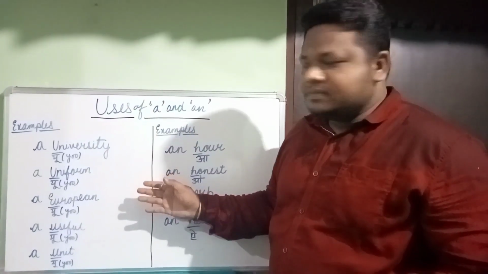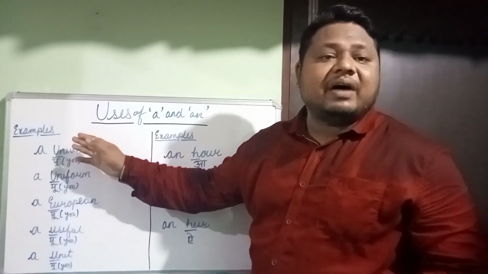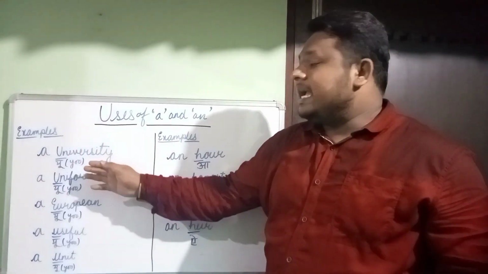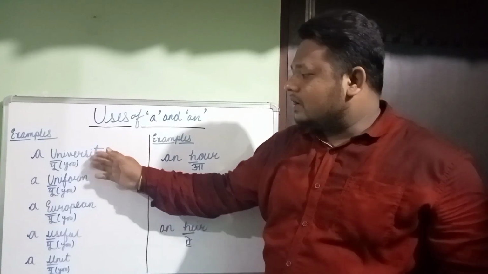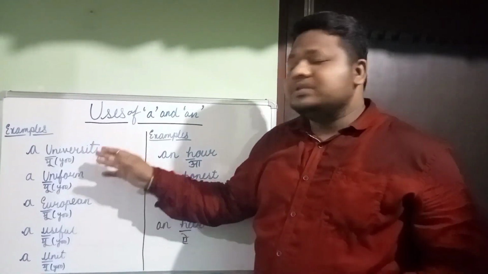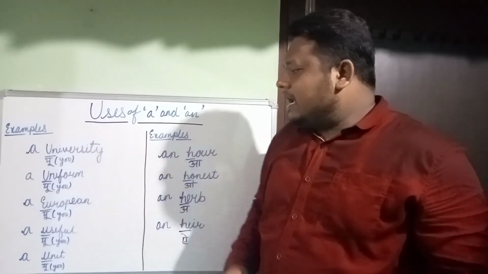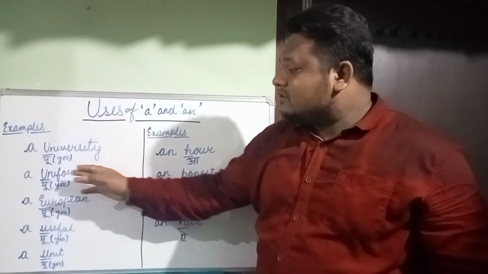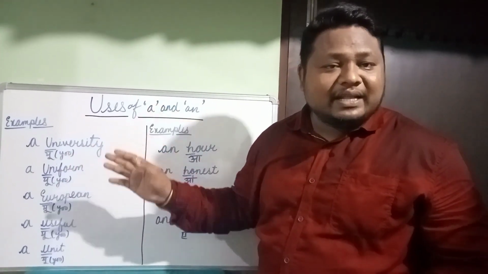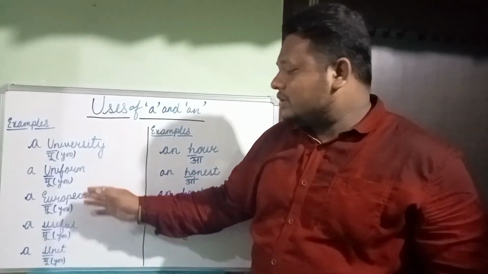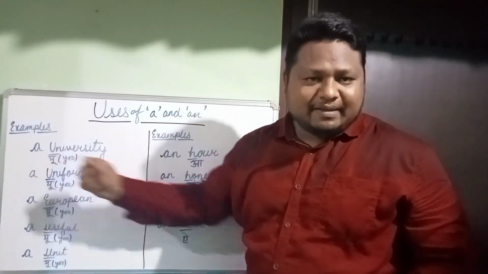Now look at these words. When you say university, it is beginning with a vowel U, but it is beginning with a consonant sound U. That's why we will use the article a before university. When you say uniform, it is also beginning with the vowel U, but it is beginning with a consonant sound U. That's why we will use the article a.